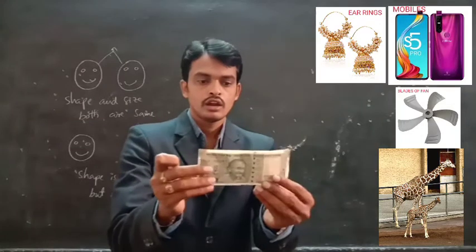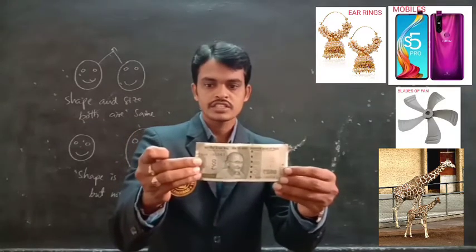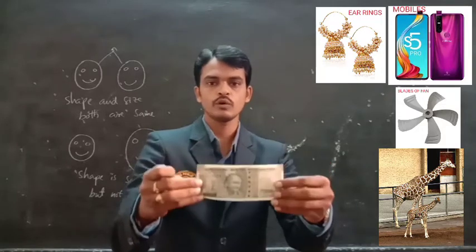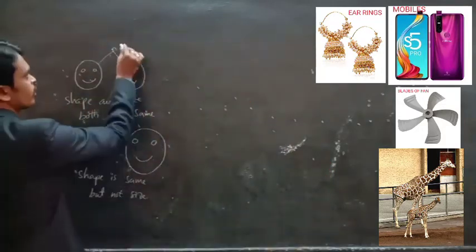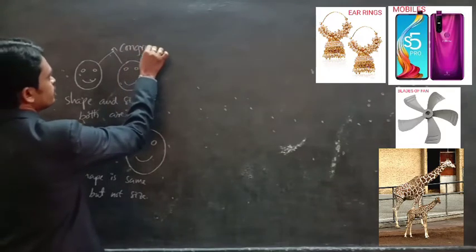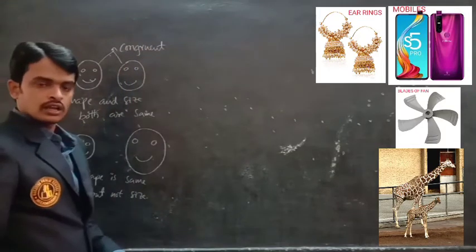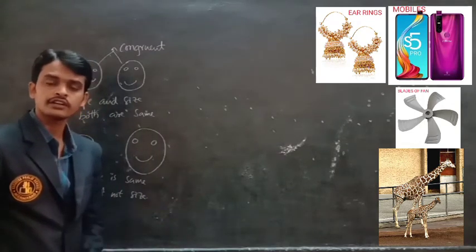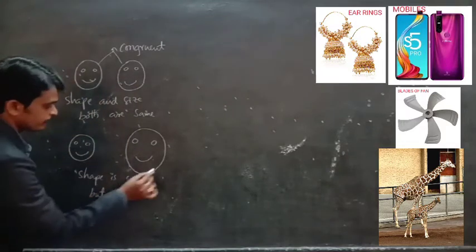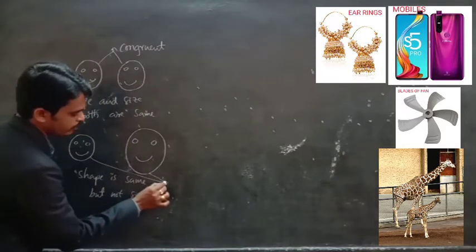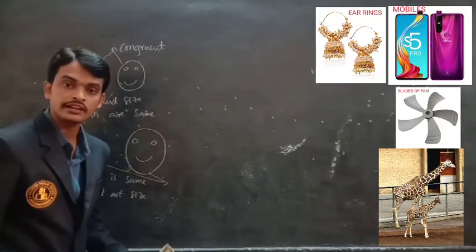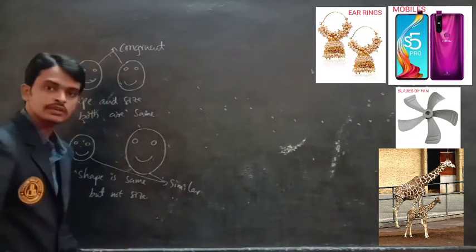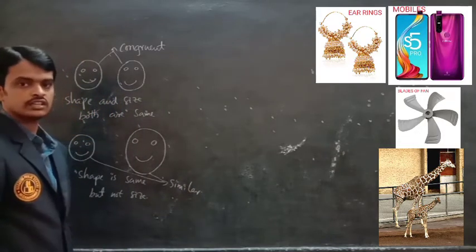If two figures have the same shape and the same size, then the two figures are said to be congruent. If shapes are the same but sizes are different, then what? They are similar to each other.